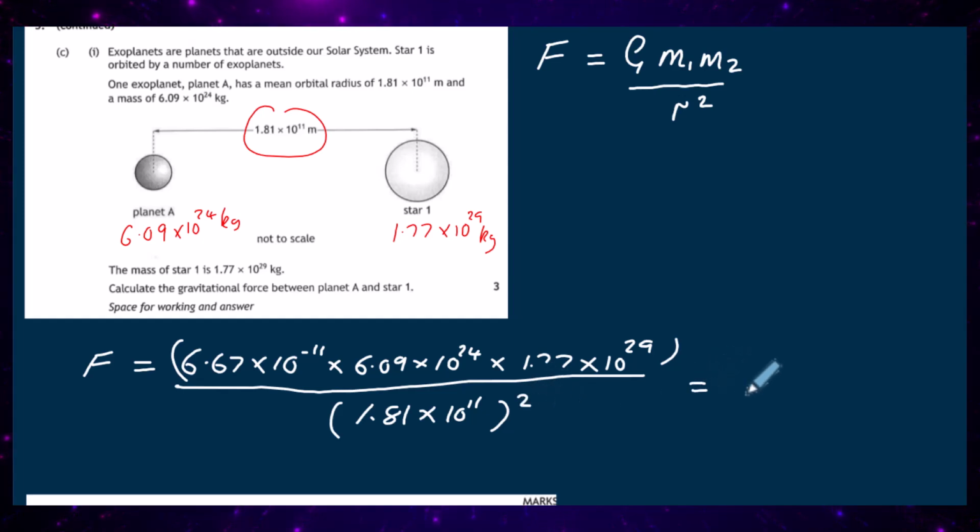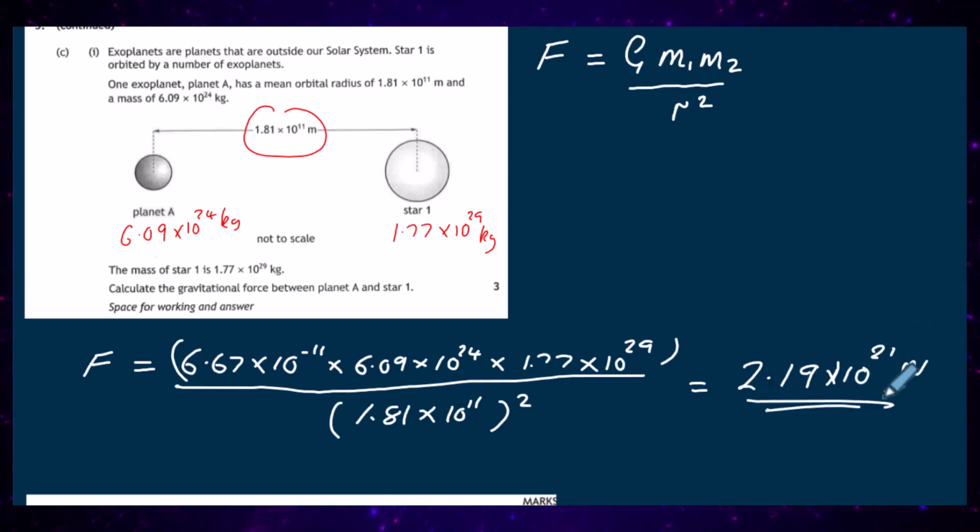Now if you do that in your calculator and don't make any slip-ups, you'll end up with a force between these two heavenly bodies of 2.19 times 10 to the power 21 newtons, and that's going to be the value of the gravitational force acting between these two bodies.